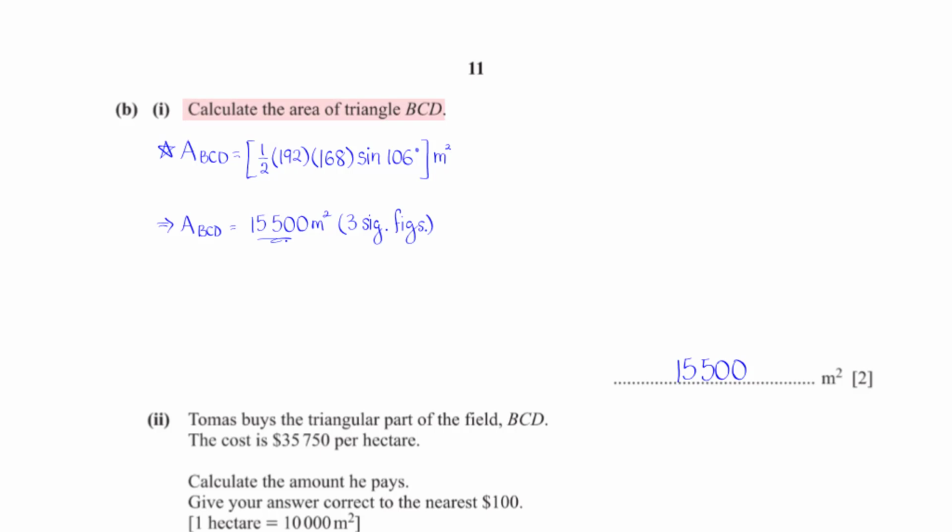Calculate the area of triangle BCD. When we apply the formula for the area of a triangle, which is half ab sine theta, we have half of 192 times 168 times sine of 106 degrees meters squared. When we type this into the calculator, we get 15,500 meters squared, correct to 3 significant figures.